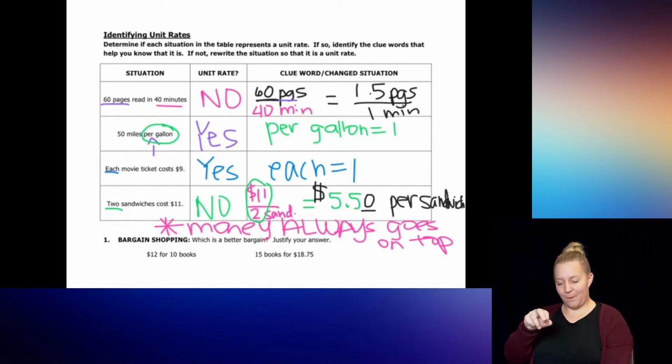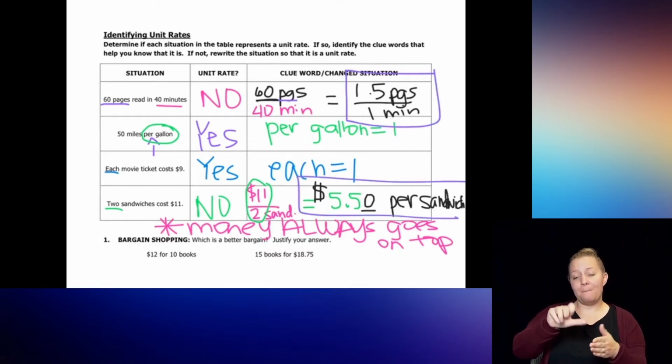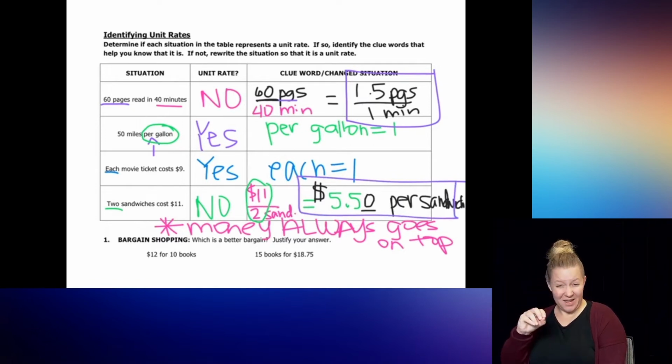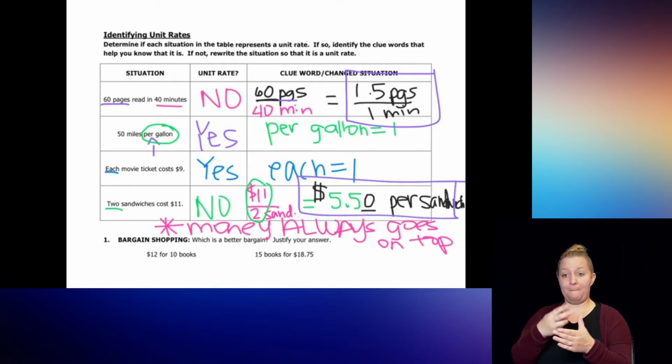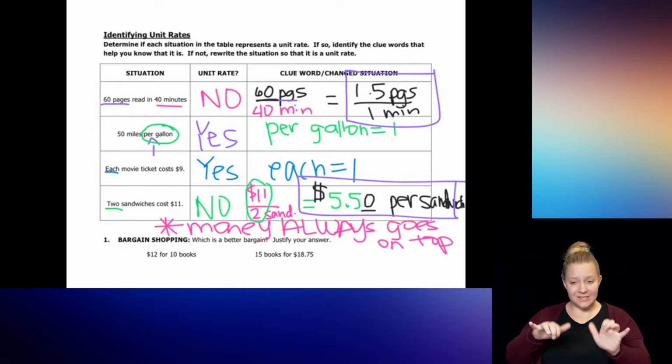So notice I also wrote it this way so that you can see that I can write a unit rate like 1.5 pages per minute, per 1 minute, or I can write it as $5.50 per sandwich. But notice in both of those unit rates, I have included both of those labels, and yet we still know that it's a unit rate for those ones.